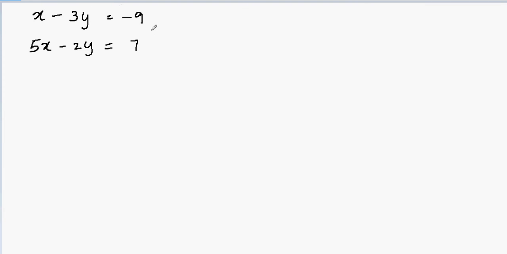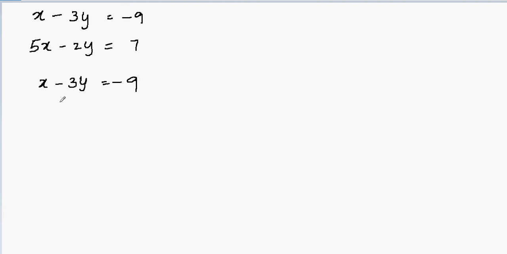So what do you do in substitution method? You find the value of one variable. So here you solve this equation for x, and then whatever value you get for x, you will have to substitute that value of x in this equation. So let's write this equation again. I have x minus 3y is equal to -9.